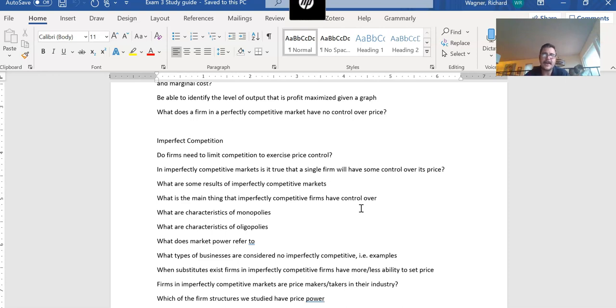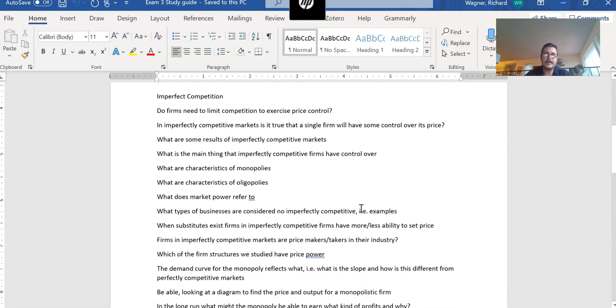Okay, let's see, market power. Okay, that's a very simple idea here. Market power is price power. If they can have some control over their price, then they have some market power. That's all that's really trying to get out there.